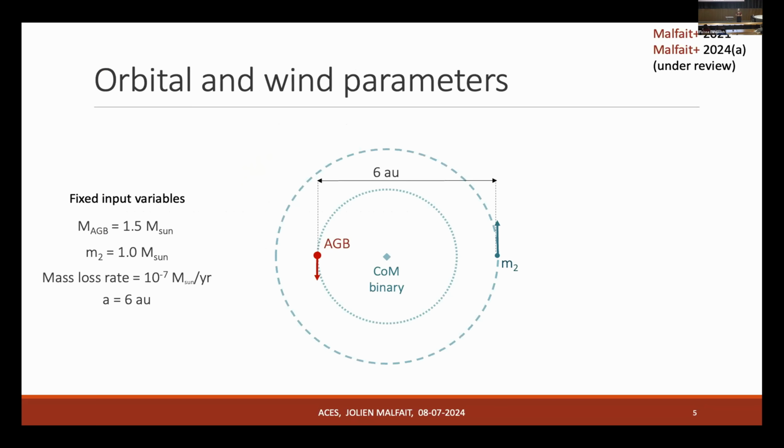So in the simulations I have, we have a 1.5 solar mass AGB star with a solar mass companion at a separation of 6 astronomical units, and then the mass loss rate is set to 10 to the minus 7 solar masses per year. And then we're going to study the impact of the wind velocity. So we range it between these 3 values. And we also study the impact of orbital eccentricity.